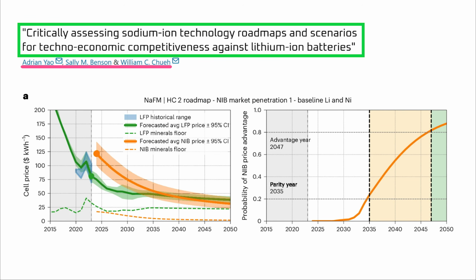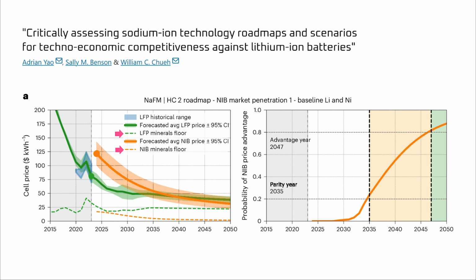Adrian Yao et al. published an excellent paper this year titled Critically Assessing Sodium-Ion Technology Roadmaps and Scenarios for Techno-Economic Competitiveness Against Lithium-Ion Batteries. It modeled the expected materials price floor and average price at the cell level for both lithium and sodium-ion batteries. To emphasize, that was average cell cost. So while the image shows that LFP cells should currently be around $60 per kilowatt hour, in China they can be bought for around $40 to $50 per kilowatt hour, and in places like Europe and the US, they're more like $70 to $80 per kilowatt hour.